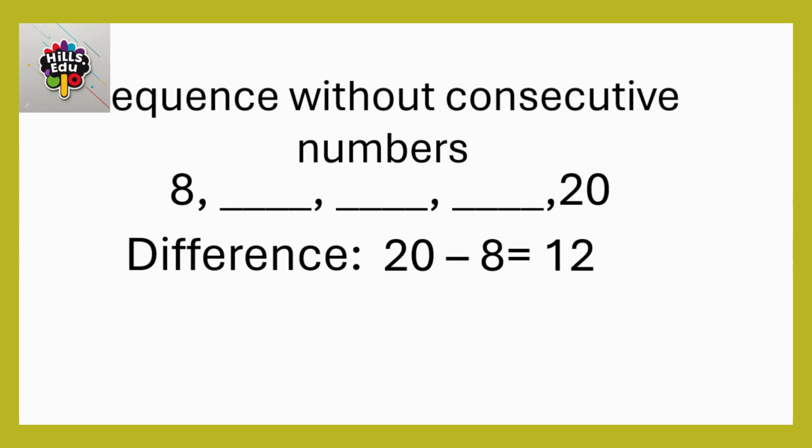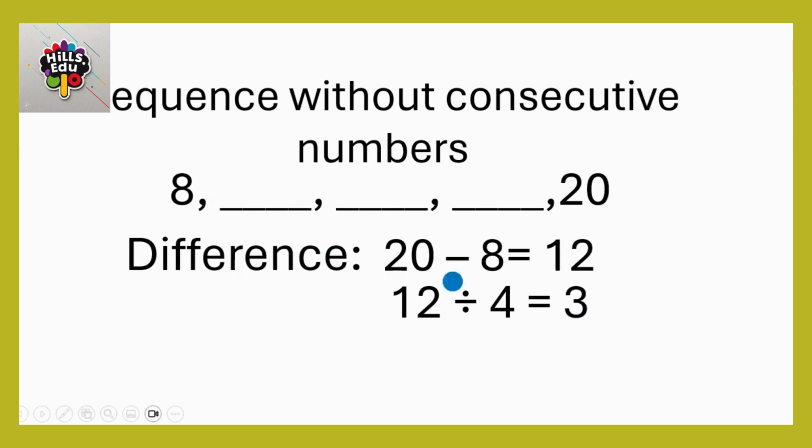And so the next thing I will look at is, what are the numbers that I have? How many numbers do I have after this 8 before I get 20? So I'll count 1, 2, 3, and 4. Okay, so I will divide this 12 by 4. So I will say 12 divided by 4, and that gives me 3. So this 3 is actually the difference that I have between the numbers, right?